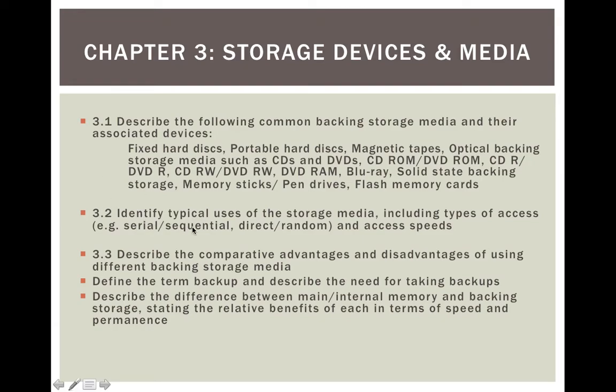For chapter 3.2, you're expected to be able to identify typical uses of storage media, including the types of access, so serial or sequential, direct access, and their speeds. And you're expected to be able to describe the comparative advantages and disadvantages of using different backing storage media, to define the term backup, and to describe the need for taking backups, and to describe the difference between the main and internal memory and backing storage, stating the relative benefits for each in terms of speed and permanence. So we'll go straight into it, and we'll start with our main definitions.